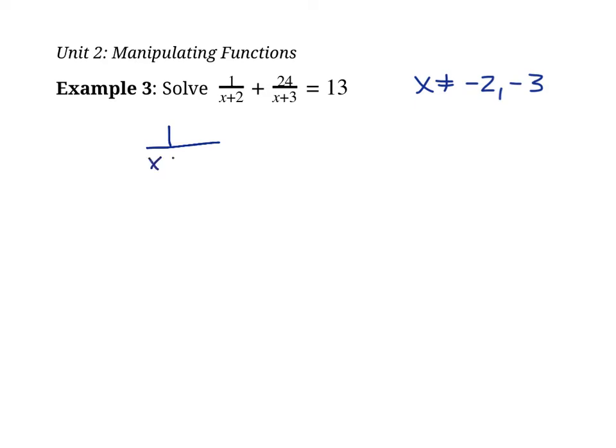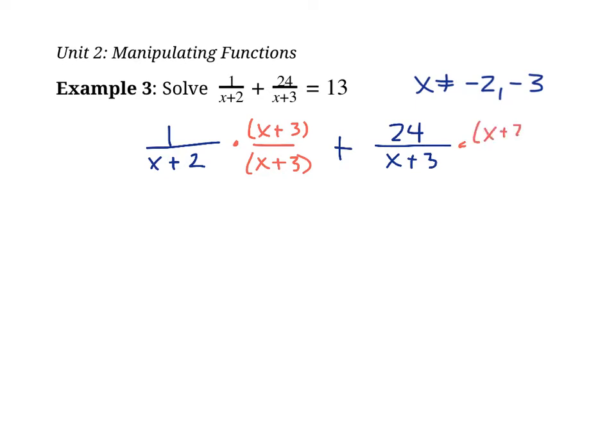So we have in our first rational function x plus 2 in the denominator, and in our second one we have x plus 3. There's nothing in common, so we could basically multiply that first one by x plus 3. This gives us a denominator of x plus 2, x plus 3. In the second one, it's 24 over x plus 3, but we can multiply by x plus 2 over x plus 2 to give us that common denominator. And this all equals 13. Don't forget about that 13.